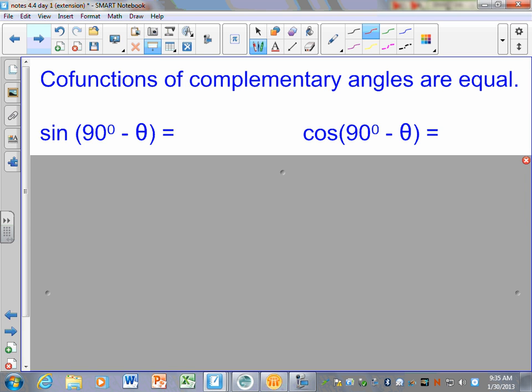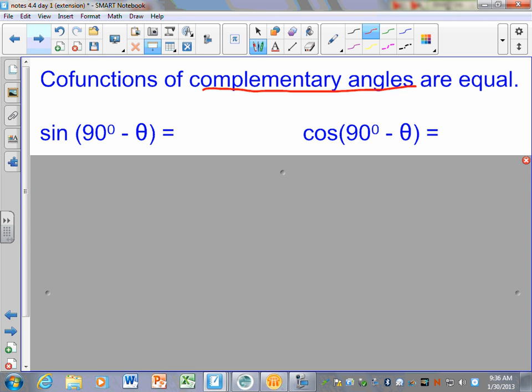Here are some other things that are true. Co-functions of complementary angles are equal. That's a whole lot of math words. This was a question that was on our quiz that still lots of us missed on the test. What are complementary angles? What does complementary mean? 90 degrees. They equal 90 degrees, hence my 90 there, or pi halves if you're in terms of radians.